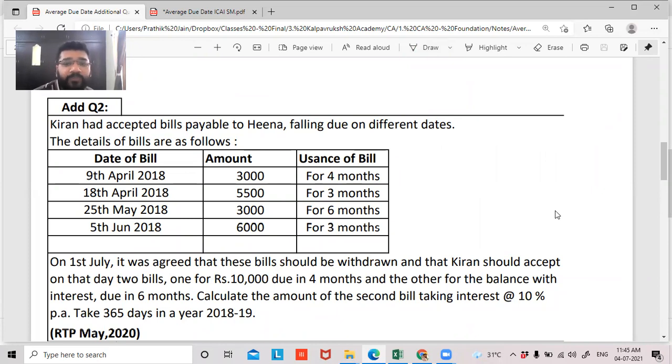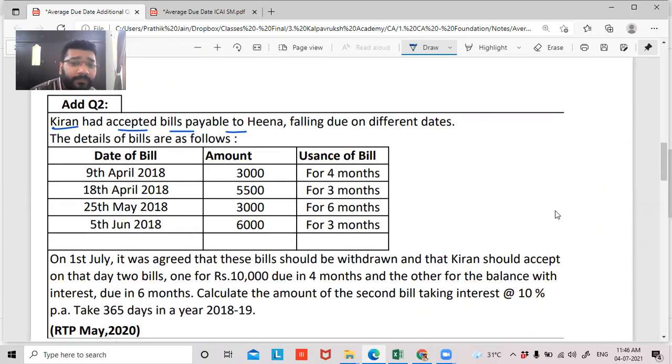It says that Kiran had accepted bills payable to Hina, falling due on different dates. So the details of the bills are as follows. On 9th April 2018, 3,000 rupees is the amount that is due. That is, date of bill is 9th April. So we have to calculate the due date. On due date, 3,000 is due. So likewise, the date of bill, amount, and the issuance of bill is given.